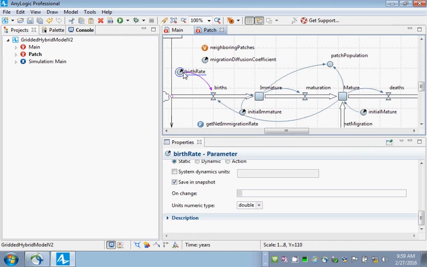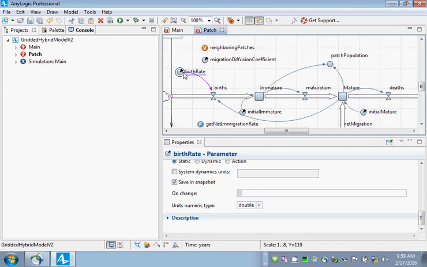There are lots of reasons why birth rate is unlikely to be independent of patch population, but right now in the model it is, and we're going to change that. So what we're going to put in place here in main is a parameter that's going to reflect the density dependence of birth rate. We're going to drag in a parameter called density coefficient for birth. It's a double precision value, and its value will be 0.02.